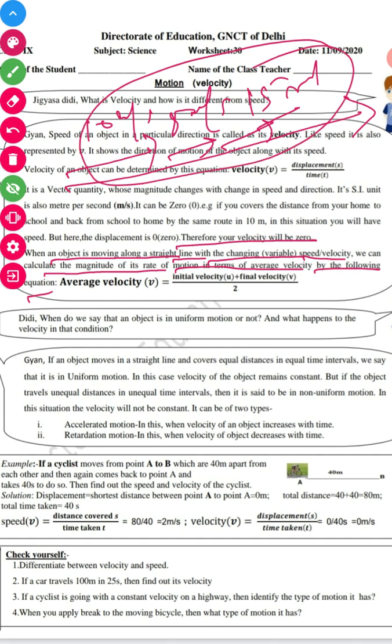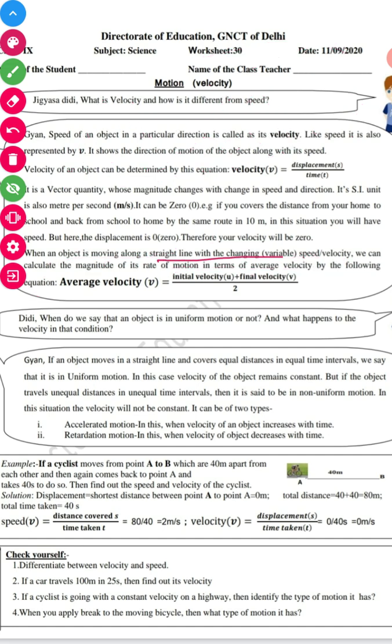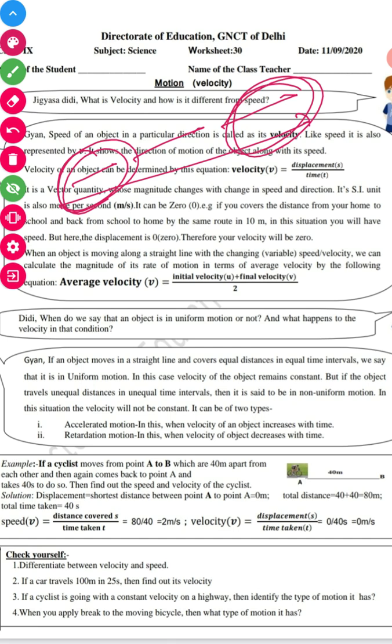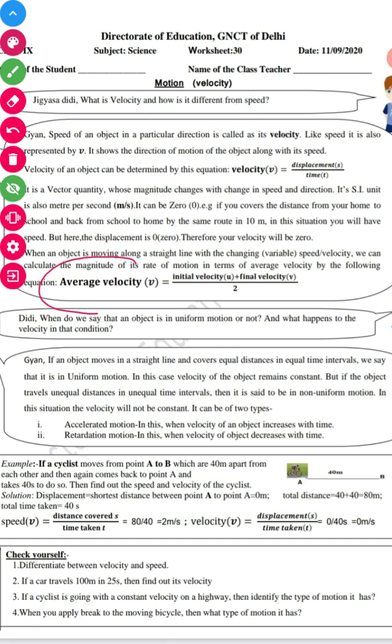So if an object is moving along a straight line with changing speed or velocity, we calculate the magnitude of the rate by initial velocity plus final velocity divided by 2, right? In that case we take average velocity. Keep in mind, we use this when there is a change, maybe it is increasing, like 5, 10, 15 or whatever. Then we take the initial and final velocity, add them and divide by 2, and we get the average velocity.